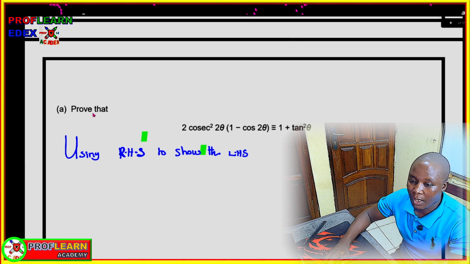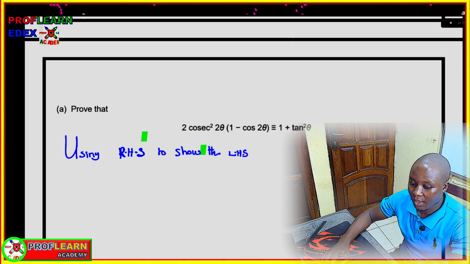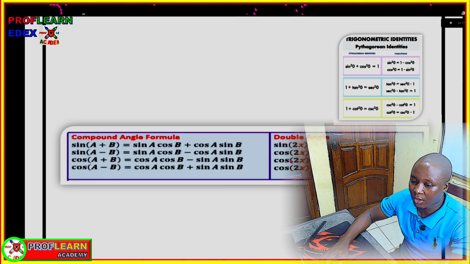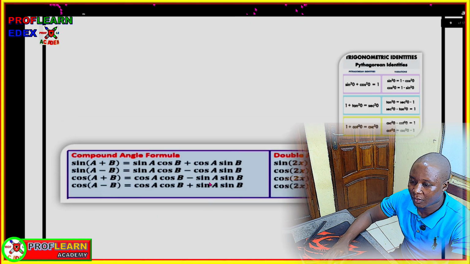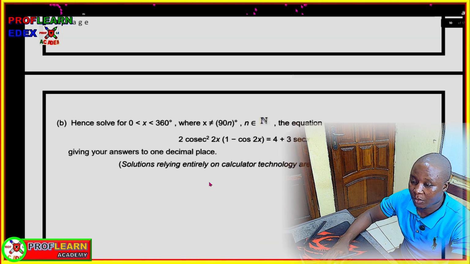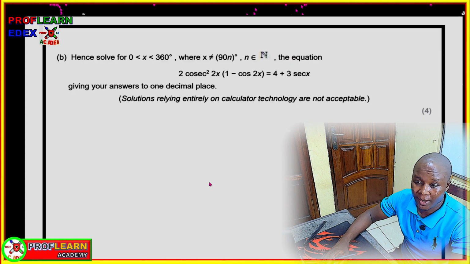Questions to do with proof are areas you really have to look at. Under trigonometric identities, you can use these trigonometric identities that are here to do the proof of that. Just check the link in the description. I've added a link to the marking scheme, showing how you work that out.